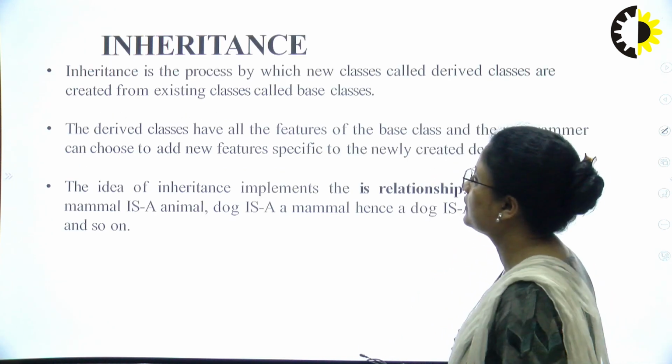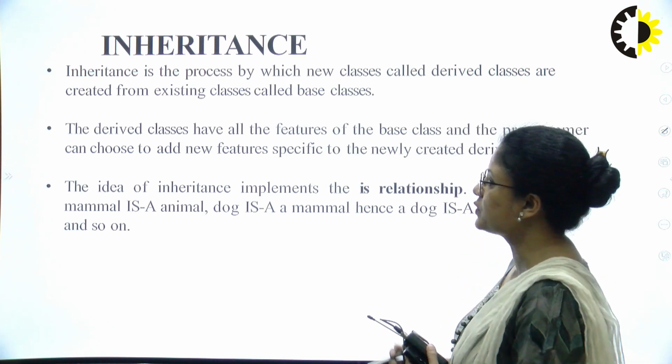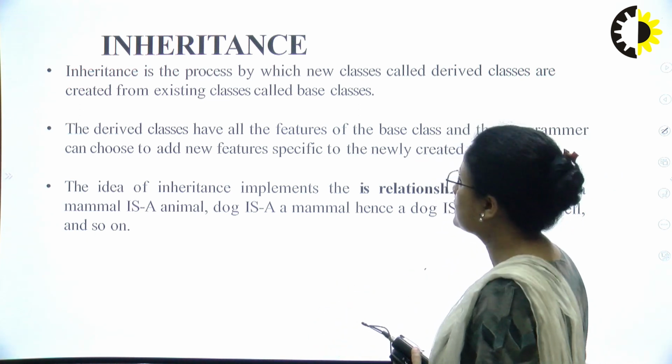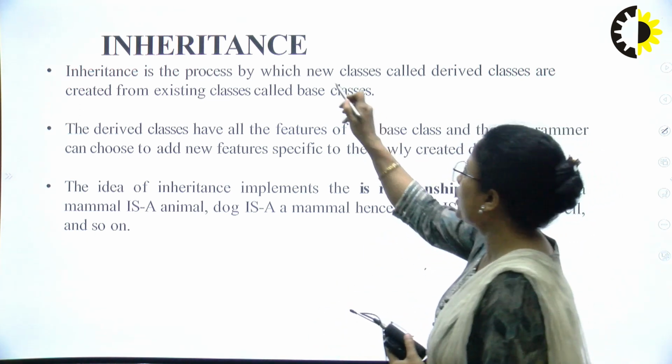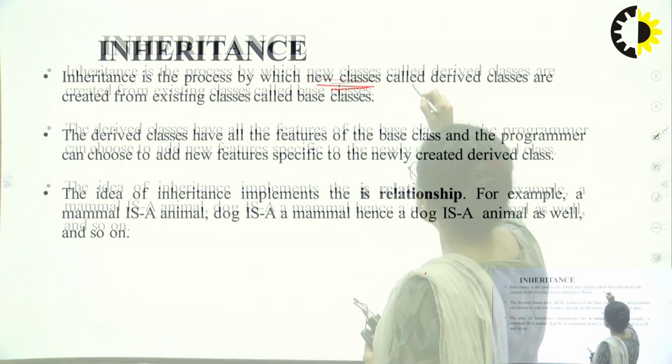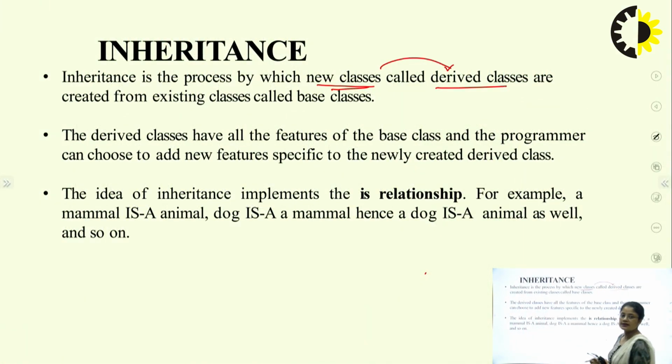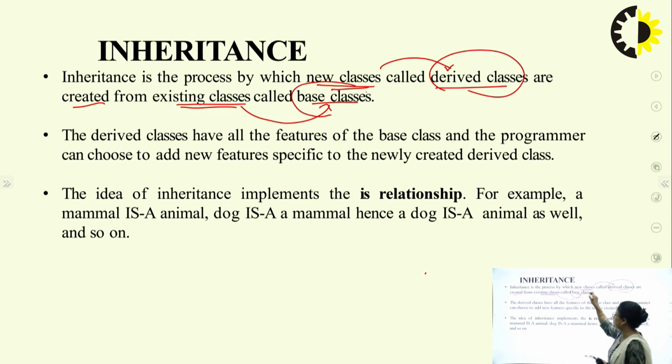To start with, first I'll talk about the topic inheritance. What exactly is inheritance? Inheritance is basically the process by which a new class, which we call the derived class, is created from a class which is already existing, and that existing class is also called the base class. That is the definition of inheritance, the method by which we create a new class from an existing class. The new class is called the derived class, the existing class is called the base class.